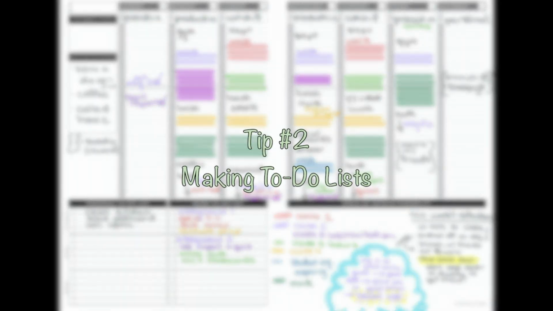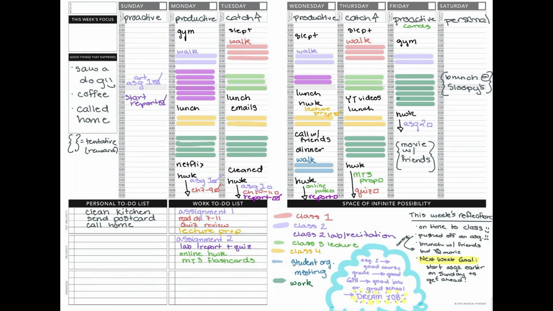On to tip number 2, making to-do lists. To-do lists can be really helpful because they ensure that you're not dropping just tiny assignments along the way and that you're picking up all the points that you can in a certain class. It's also really good for making sure that you don't get super behind on assignments, and especially if you tend to procrastinate, that's super important.